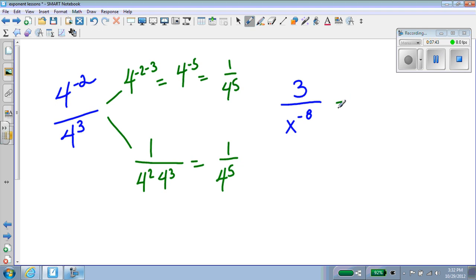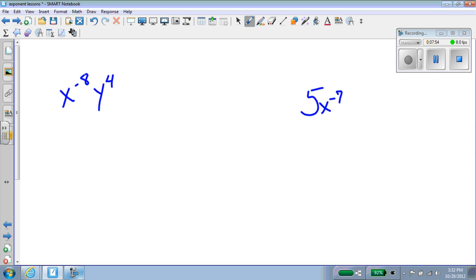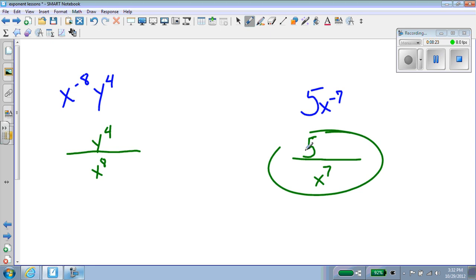This one, I really only have one way to do this: 3, and the x to the negative eighth should actually be x to the eighth in the denominator. And y to the fourth is just going to stay. There, done. What about this? Well, 5 is just to the first power. That's going to stay. And x to the negative seventh, pardon me, should actually be x to the 7. So that's done.